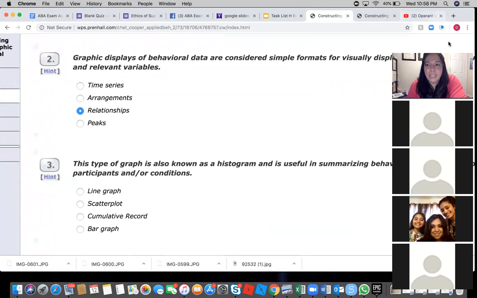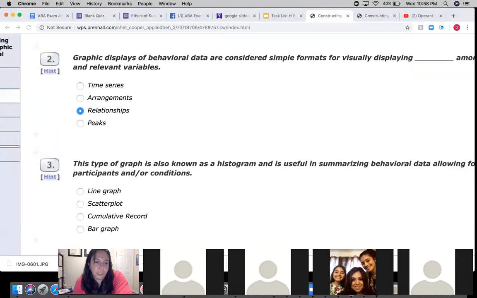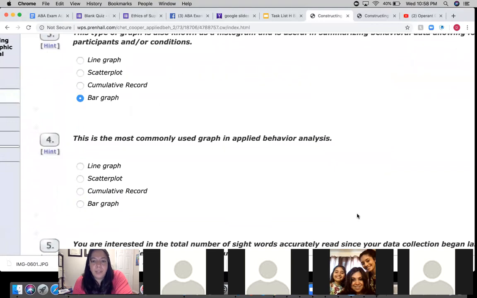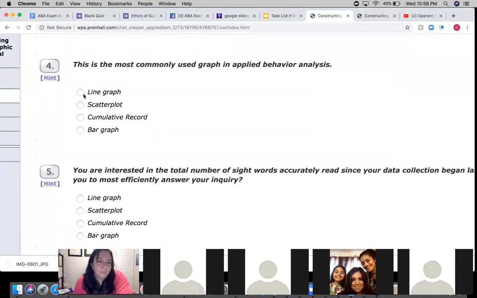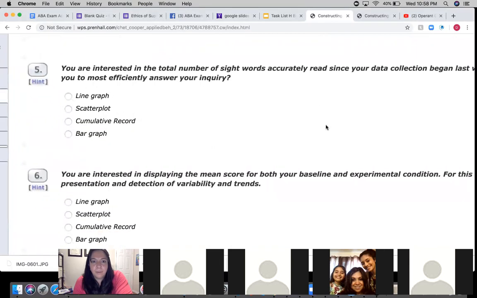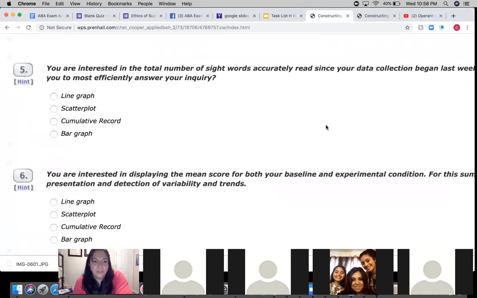All right, so this type of graph is also known as a histogram and is useful in summarizing behavioral data, allowing for comparison across participants and or conditions. Bar graph. This is the most commonly used graph in applied behavior analysis. Line graph, scatter plot, cumulative record, or bar graph? Line graph. I love how we all know this so well now. Oh yeah, it's a line graph. Thank goodness.